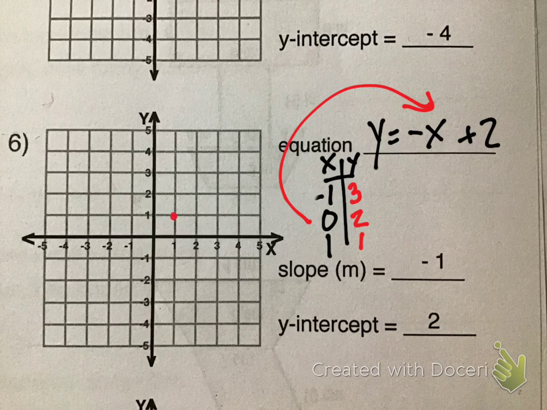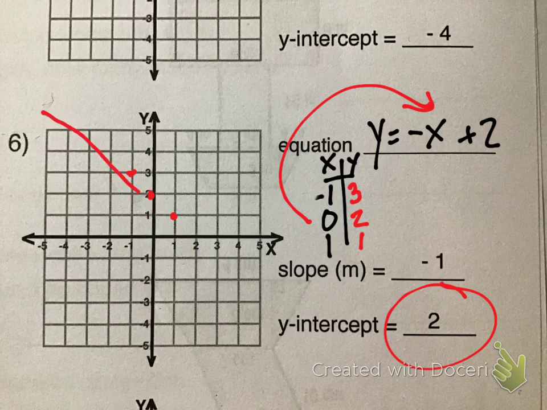So we'd graph that. At 1, we'd get 1. At 0, we'd get 2. At negative 1, we'd get 3. And look at that. Our y-intercept when x is 0 is 2. And we are going down 1 between each of our points, which is our slope.